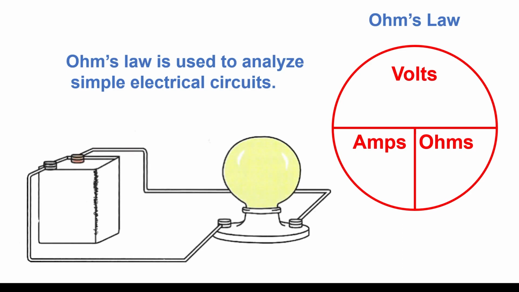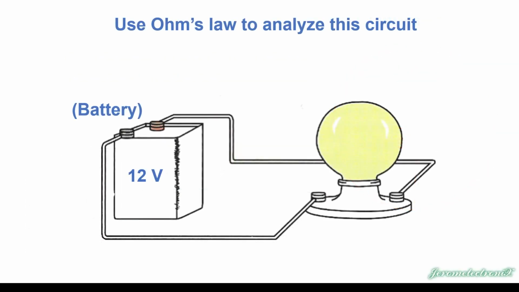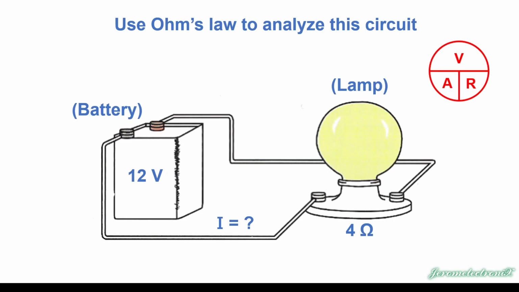So if I show you this circuit and I say, let's say the battery is a 12-volt battery, and the lamp represents 4 ohms of resistance. How many electrons are running through this thing? Or in other words, what is the intensity of the current? What are the amps? Now, that's pretty easy if you know the Ohm's law circle T.